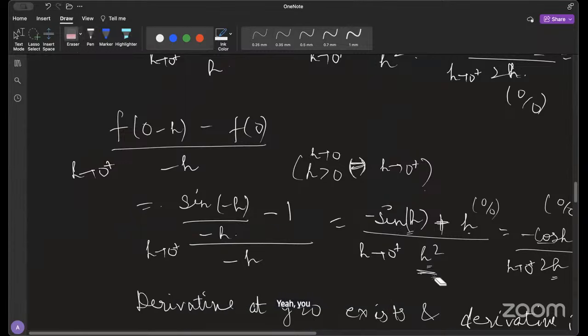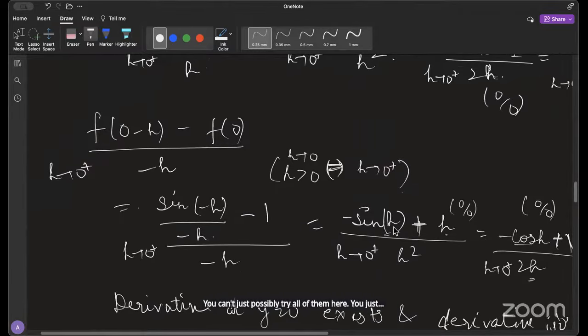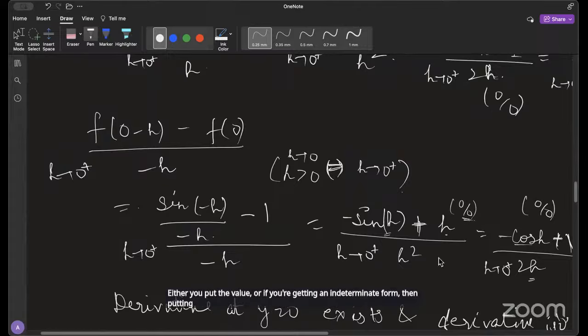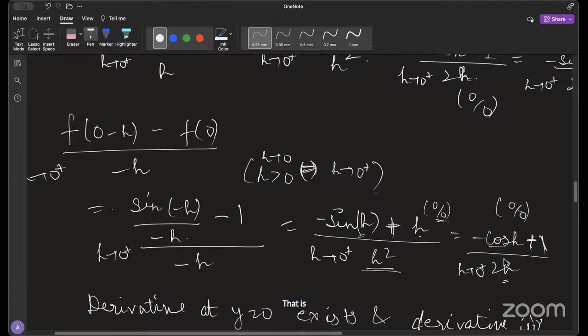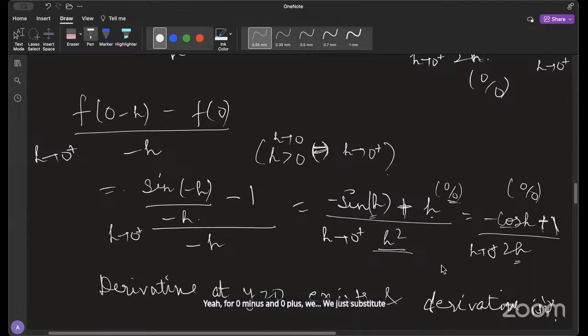Yeah, you put 0 only, but you can't be putting 0.0001 and all of that because that's a sequence. You can't possibly try all of them here. Either you put the value, or if you're getting an indeterminate form, then putting values is not going to work, right? You can't just put values here and find the value of this limit. That is when you use L'Hopital's rule. Either you just plug in the value or use L'Hopital's rule. That's all. Yeah, for 0 minus and 0 plus, we just substitute 0 only, ma'am. Yeah.